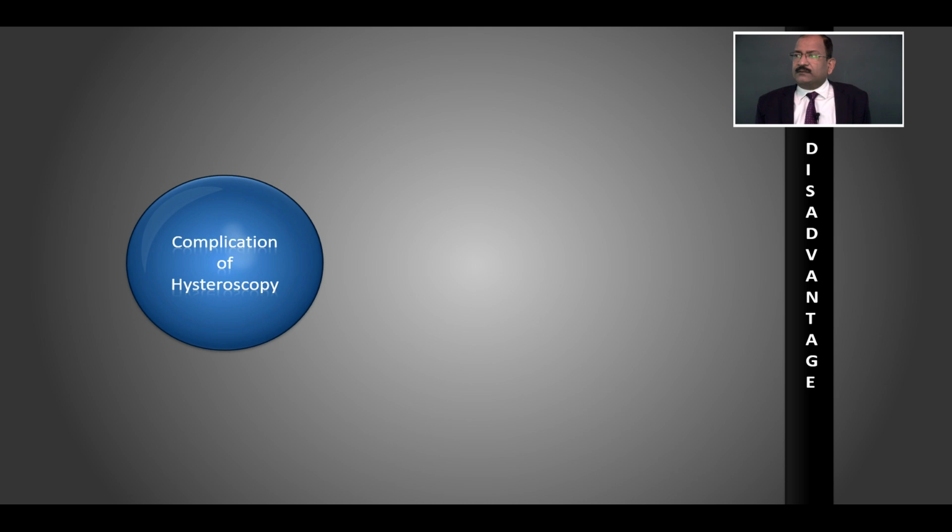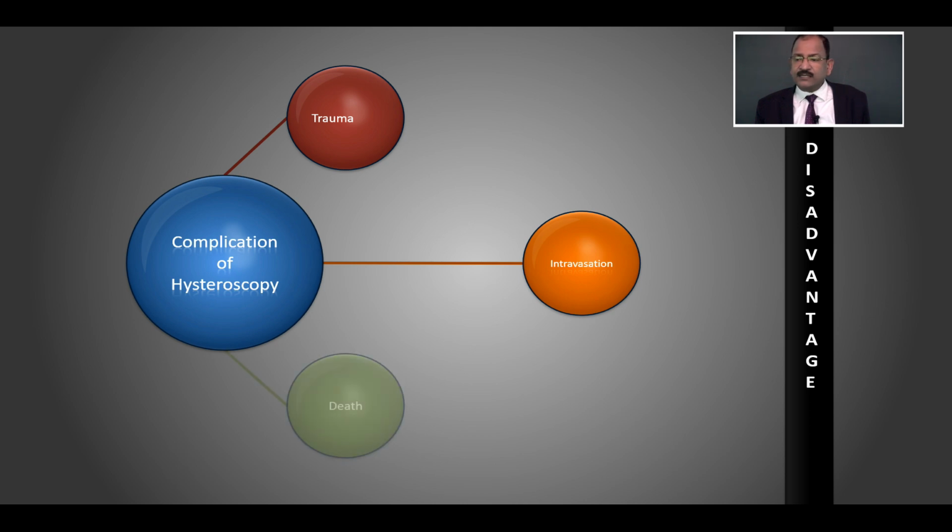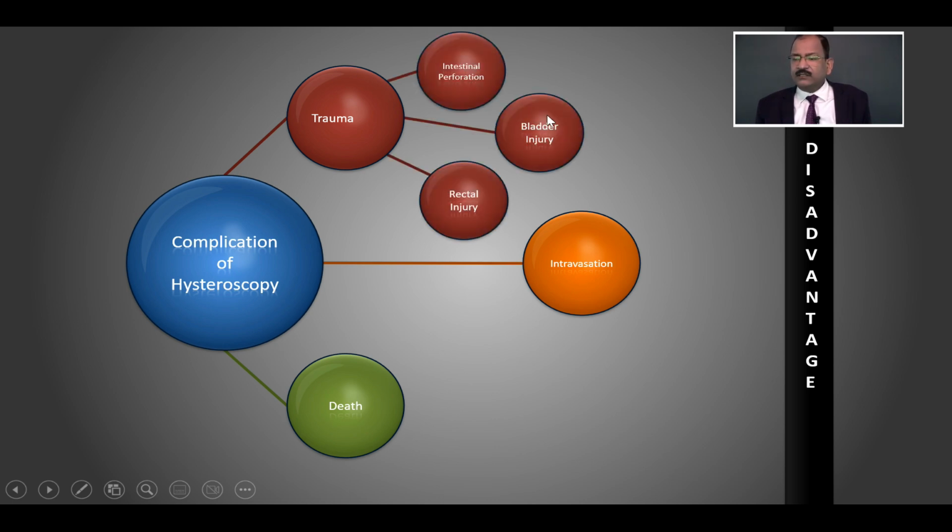Now complications. Complications of hysteroscopy: trauma, intravasation, rarely death. Trauma happens: intestinal perforation, bladder perforation, rectal perforation, all can happen. Because sometimes we perforate even in dilating the cervix, isn't it? So you are putting it and your dilator has gone in. So hysteroscopy, it is easy, you can perforate.